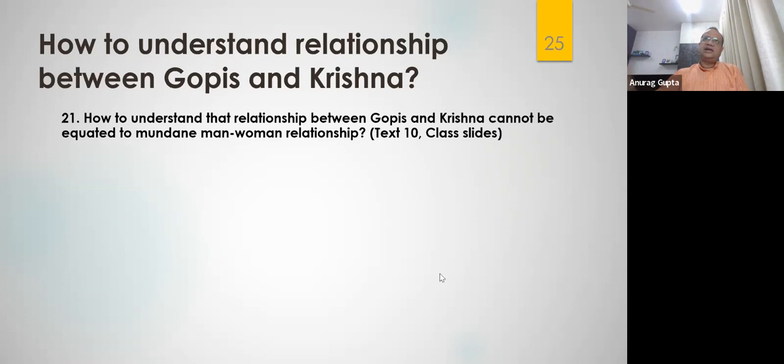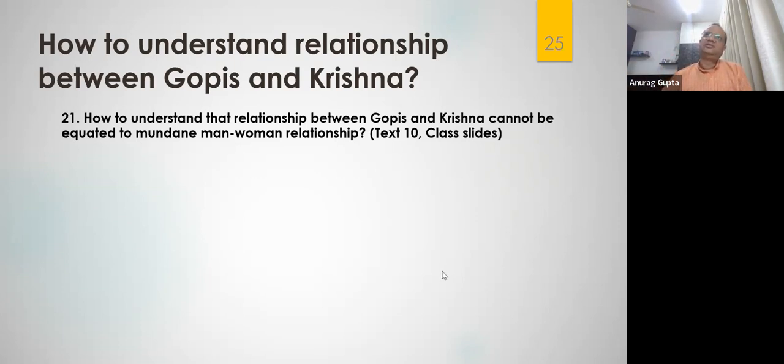And Lord Krishna is pure, He is Parabrahma. So Lord Krishna doesn't have any idea what lust, anger, greed, pride, illusion, envy are. He doesn't even know about it. He doesn't come even close to the three modes of material nature.